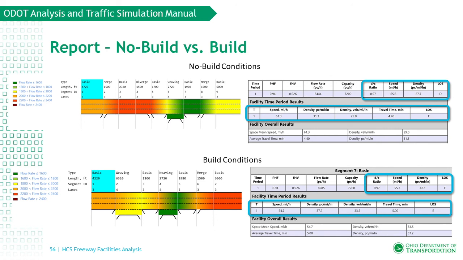Care should be taken when comparing the overall facility results when at least one alternative is oversaturated. Because of the bottleneck in the no-build condition, the downstream segments operate with a higher speed and lower density than the build condition. However, the overall facility LOS can be compared. For this example, the facility LOS improved from LOS F in the no-build to LOS E in the build.